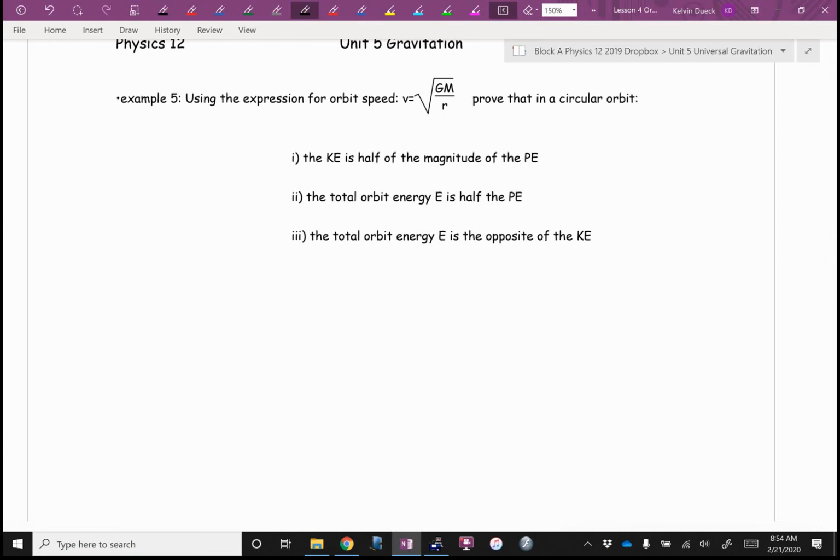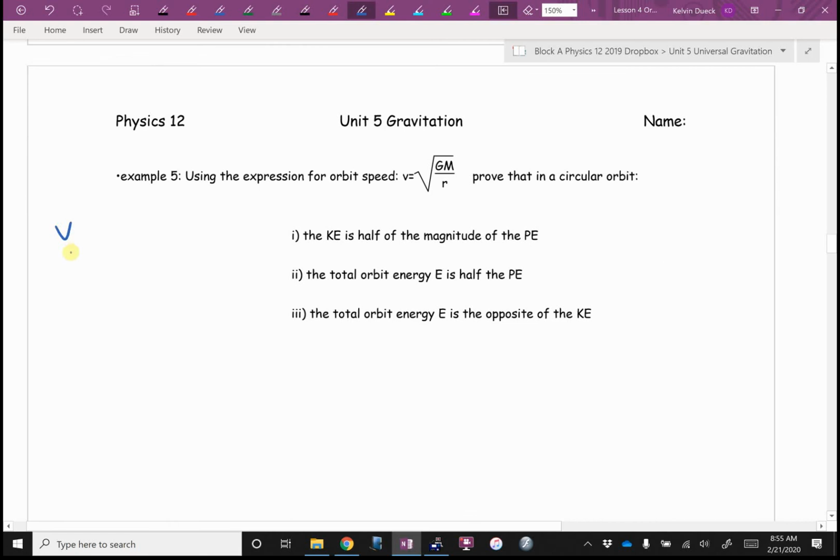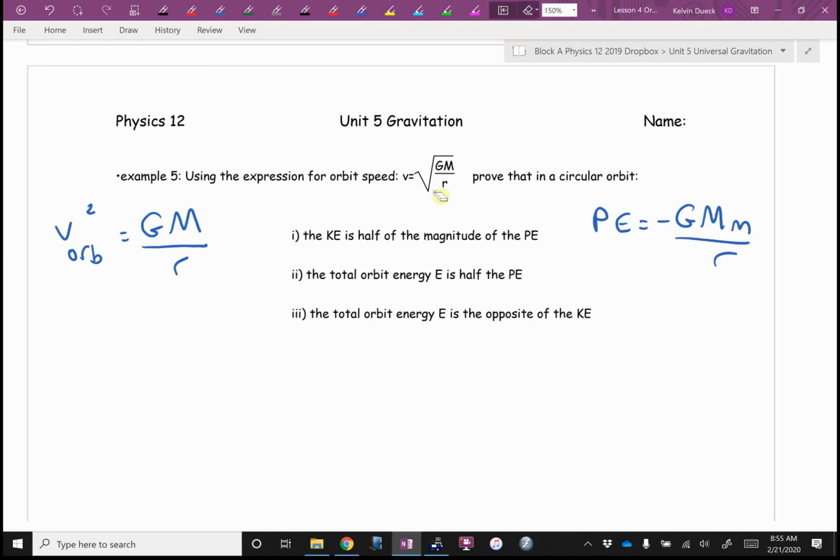Good. I'm going to cheat. Instead of using this expression for orbital speed, I'm going to write V orb squared equals big G, big M over R. I'm going to square to get rid of the square root. Over here, I'm going to write a little reminder that P equals negative big G, big M, little m over R. You okay with this so far, Sam? I just got rid of the square root. And then it's wanting me to prove that the kinetic energy is half the potential energy.